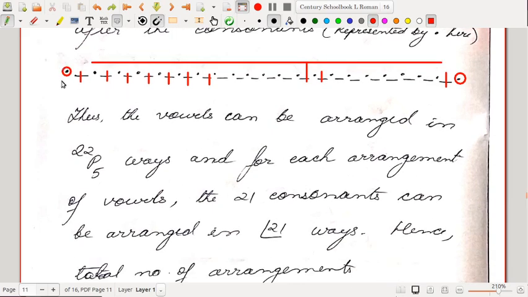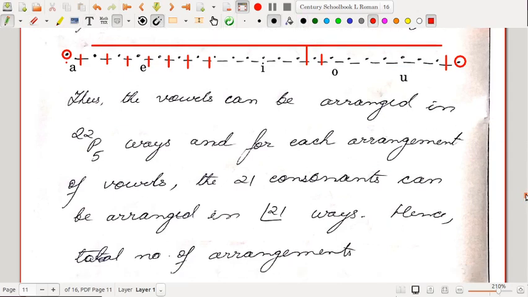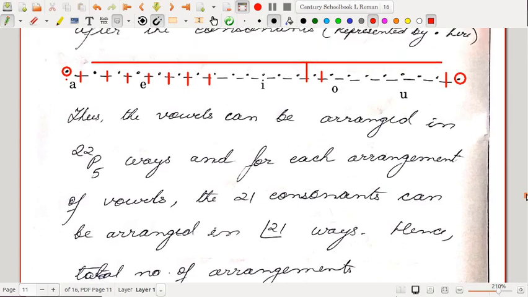Because say I put A here, then I put E here, and then I put I here, and O somewhere here, U somewhere here. So for this particular arrangement of vowels, there are factorial 21 arrangements of the consonants, right? So ultimately we have to apply the multiplication rule here also. For each arrangement of vowels there are factorial 21 arrangements of the consonants.